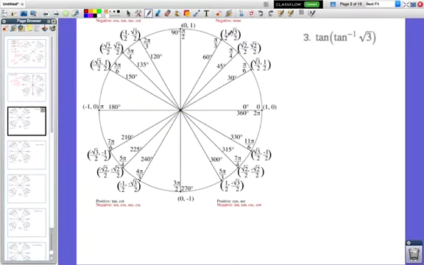So if we're looking at another one, let's do tangent. What we noticed? They're the exact same. Cancel out, and it's just going to be the square root of 3.